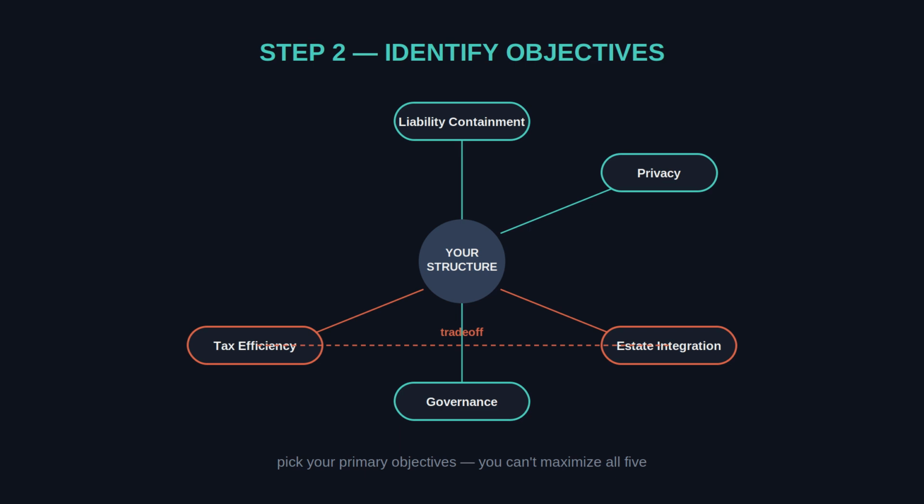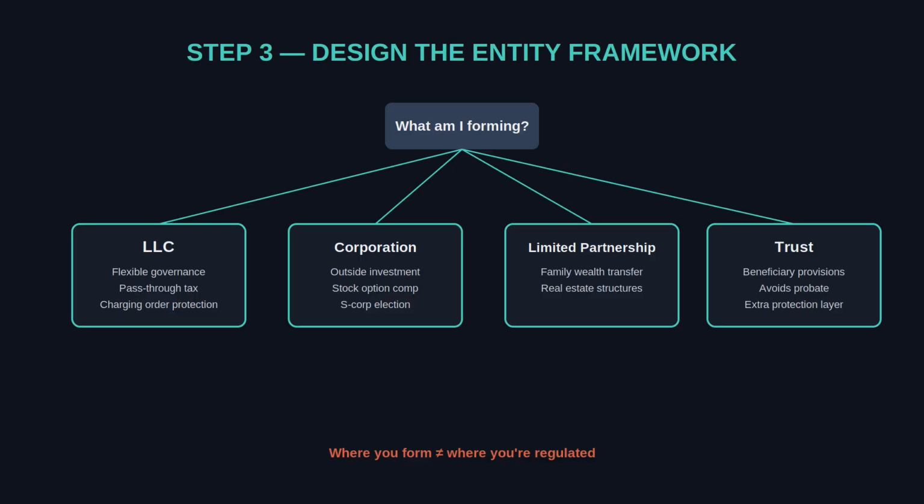Maximum asset protection isn't always the most tax-efficient path. Maximum simplicity might not give a risky business the separation it actually needs. The goal isn't to chase every objective at once, it's to know which ones are primary for you, and design around that. Step 3 is where the actual entities get chosen.